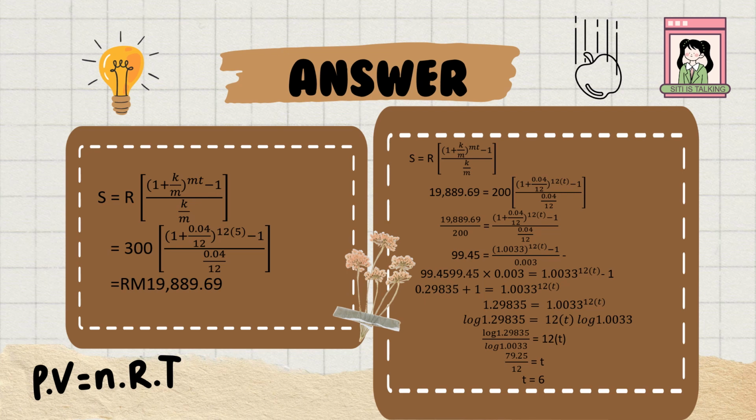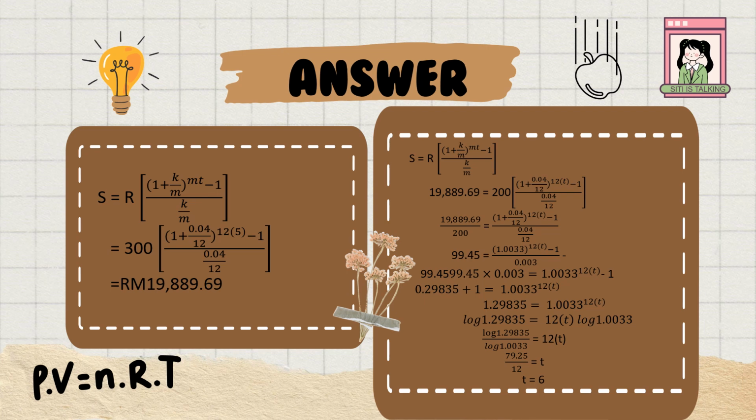So, S equals 300 multiply open bracket 1 plus 0.04 over 12 close bracket to the power of 12 multiply 5, then deduct the answer with 1 and divide by 0.04 over 12. The answer is 19,889.69 ringgit Malaysia.